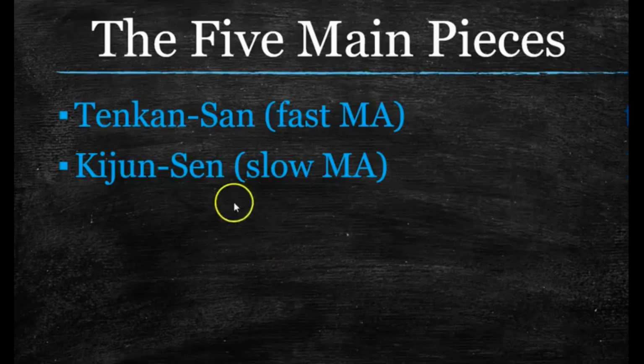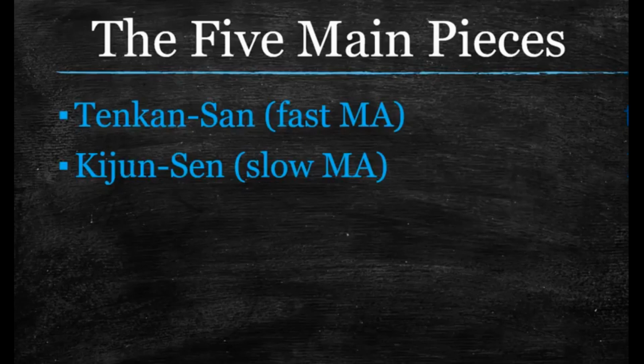Now you have the Tenkan-sen, which is the one that moves faster, and you have the Kijun-sen, which is the one that moves slower. Once we get to the chart, you're going to see exactly how these play. But just know, every time I say Tenkan, I mean the fast-moving average. Every time I say the Kijun, I mean the slower of the two.